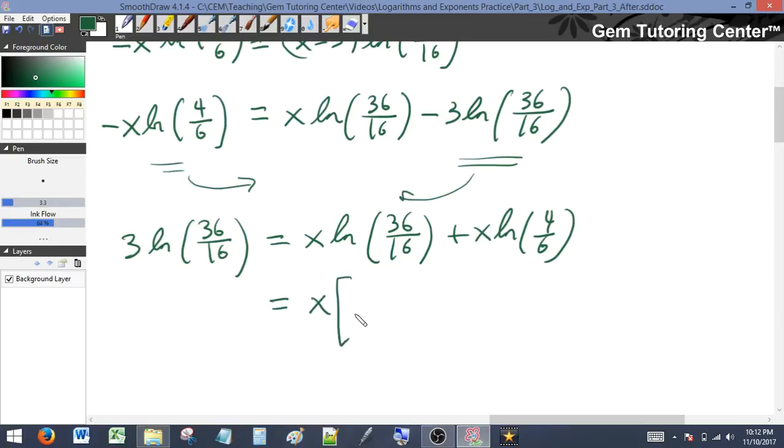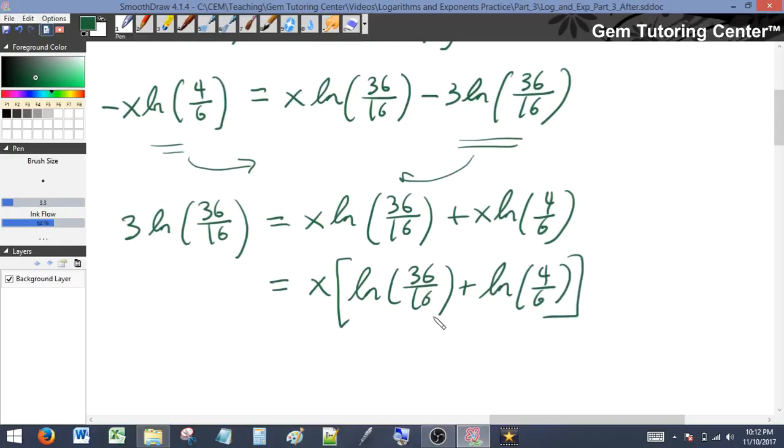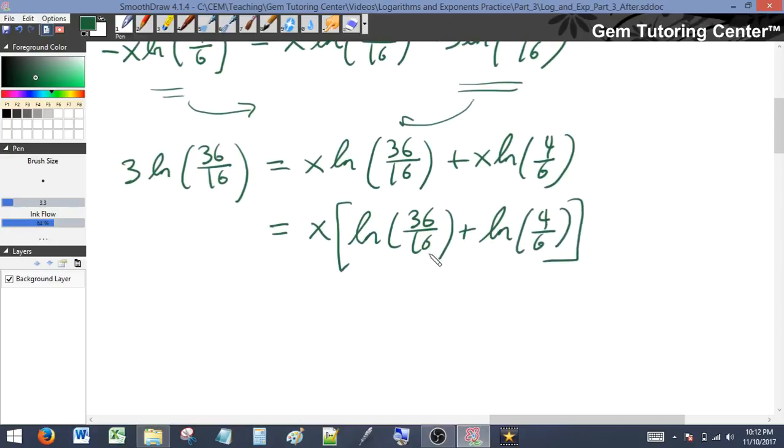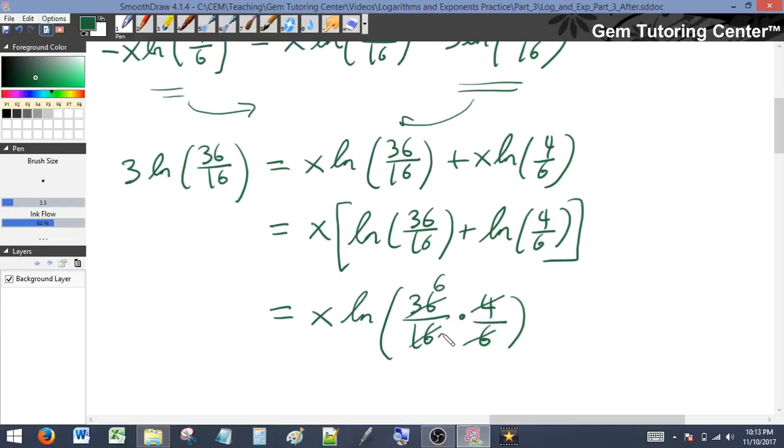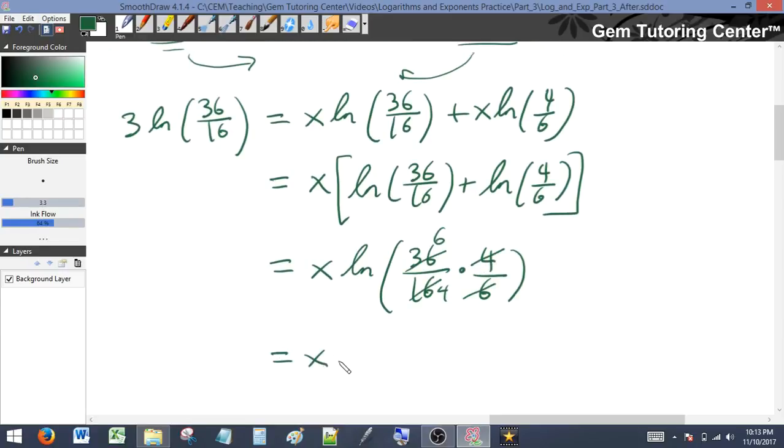So we get x times ln of 36 over 16 plus ln of 4 over 6. Now, by the laws of logarithms, ln of this plus ln of that means ln of this times that. So we're going to have x times ln of 36 over 16 times 4 over 6. And if you notice, this 36 is 6 times 6, so this 6 goes away. What's left up here is a 6. 16 is 4 squared, so this 4 goes away, and down here is a 4. So we're left with x ln 6 over 4, like that.